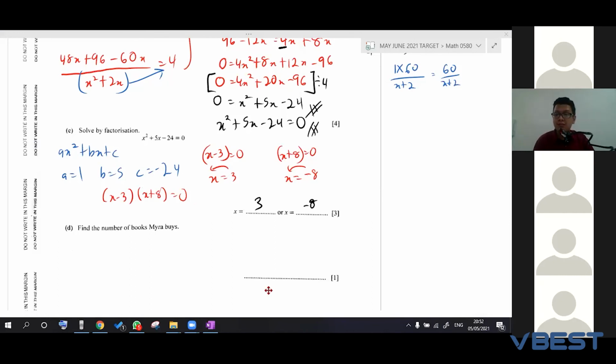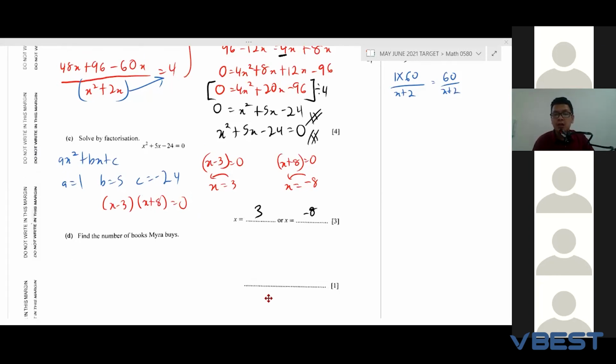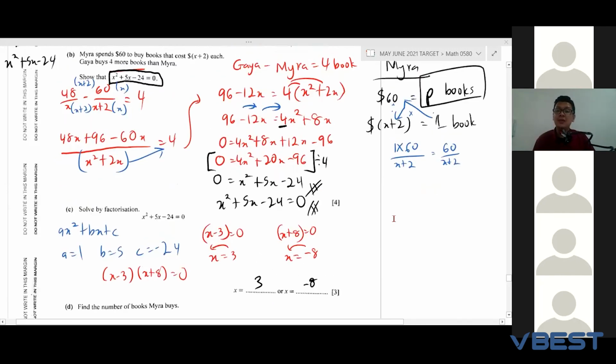Okay. Answer for x is equal to 1 mark, right? Yeah, something like that. So I hope that you guys are okay with it now.